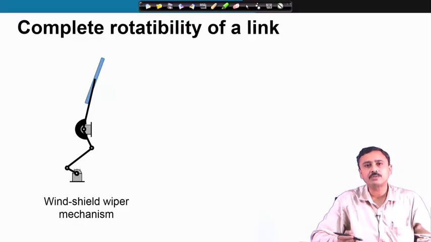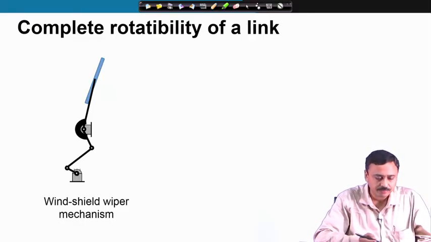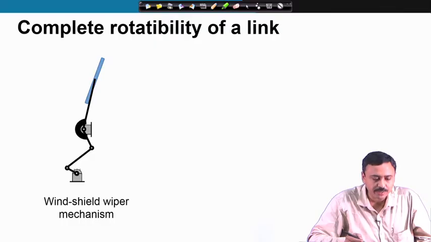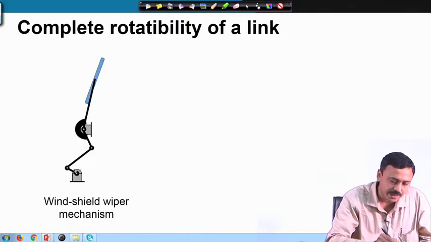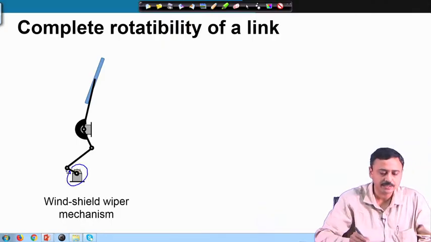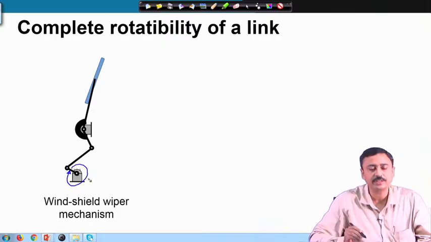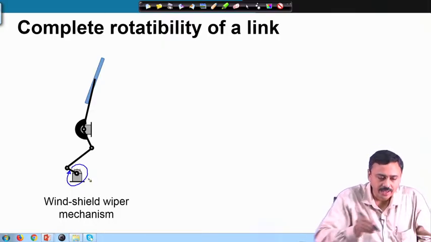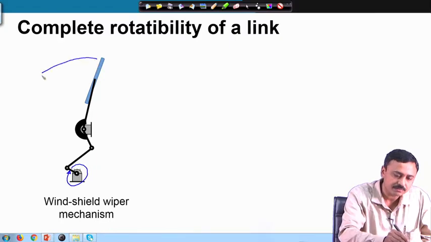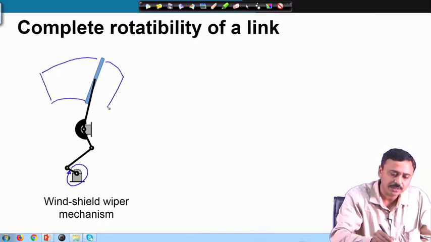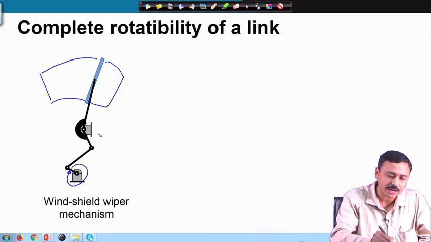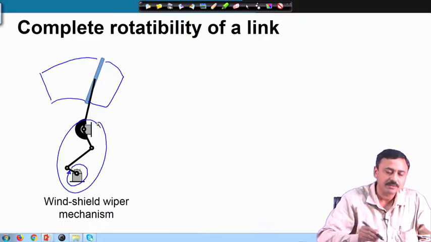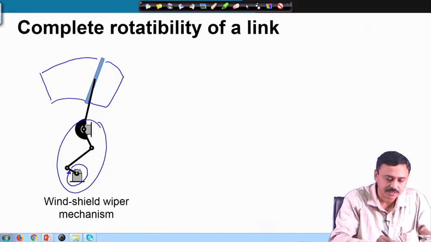These are some applications where we require complete rotatability. This is a windshield wiper mechanism. Here we require that this link be able to rotate completely, because we have a motor here connected to this link, and the wiper will oscillate. Therefore, in this kinematic chain, this is a 4R kinematic chain, there is a crank. So, this is our crank.